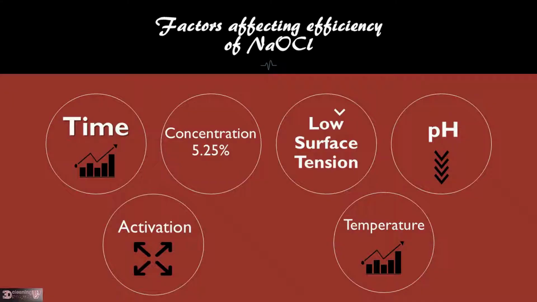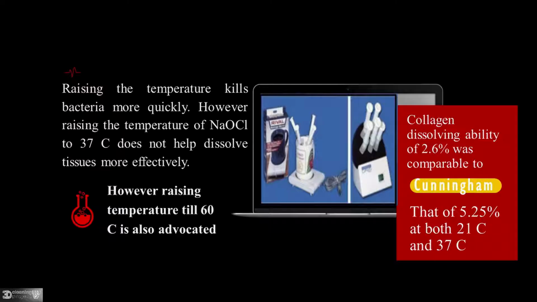Temperature concept. Raising the temperature kills bacteria more quickly. However, raising the temperature of sodium hypochlorite to 37 doesn't help dissolve tissues more effectively. However, raising temperature till 60 is also advocated. For that, the temperature must be raised only at the final irrigation, not during normal irrigation between instrumentation.